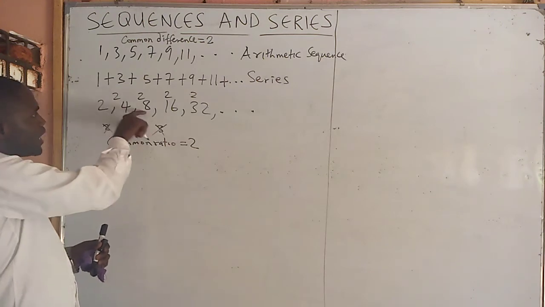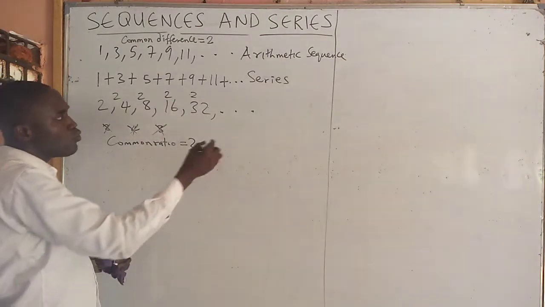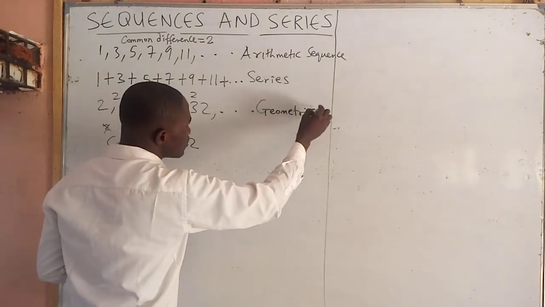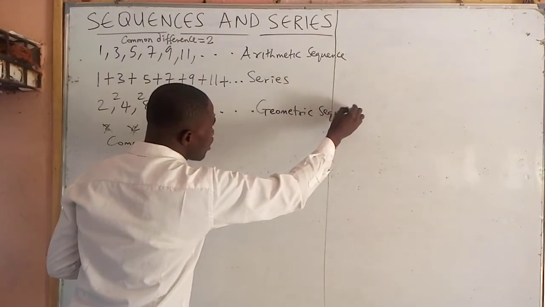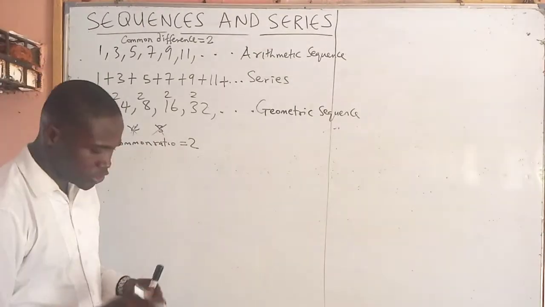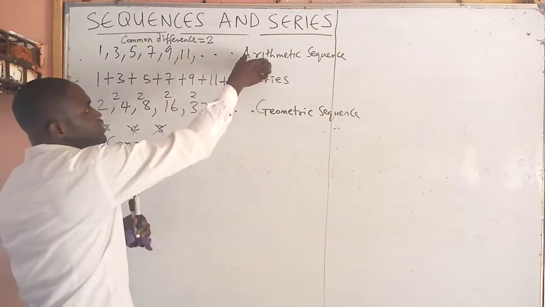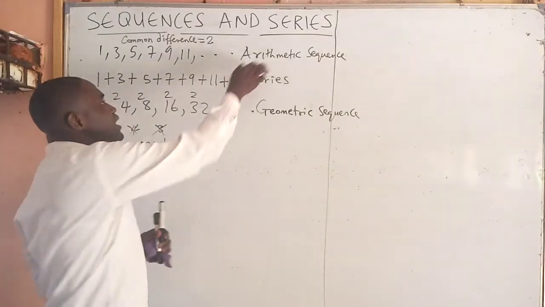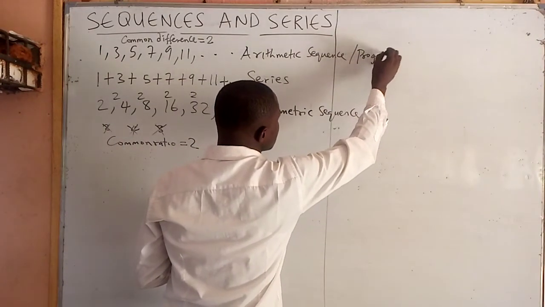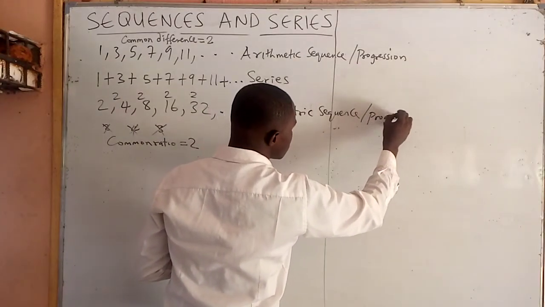4 divided by 2, 2. 8 divided by 4, 2. 16 divided by 8, 2. 32 divided by 16, 2. And so on. That is why we call this geometric sequence. Why do we call it geometric sequence? Because we got this common ratio by division. That means there are two ways of generating sequence: by arithmetic sequence, known as arithmetic progression, and by geometric sequence or progression.